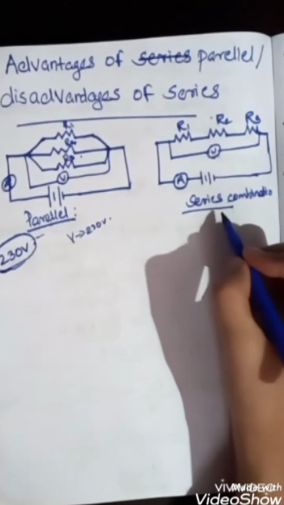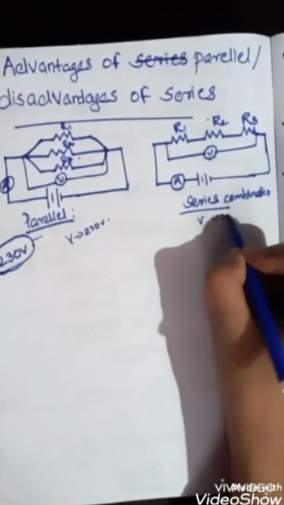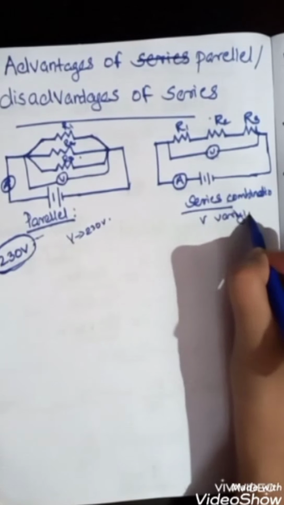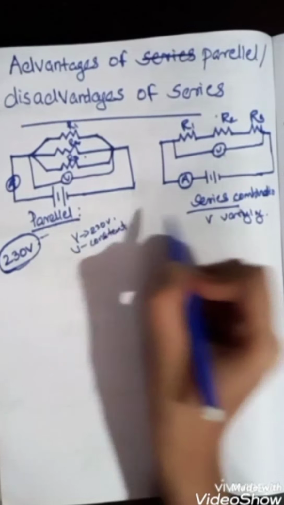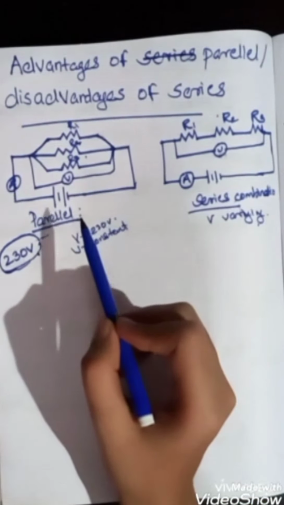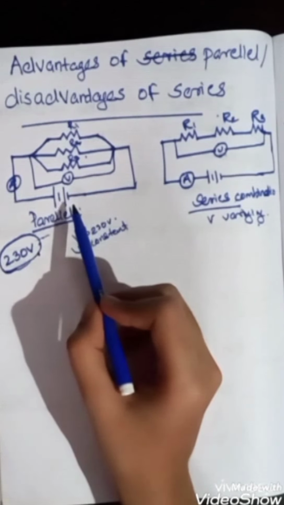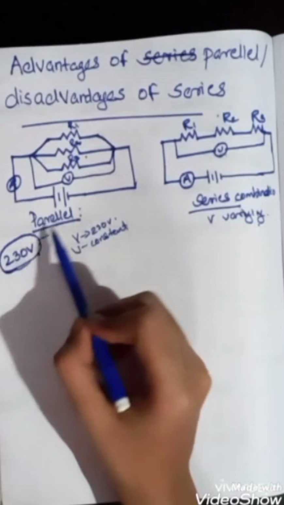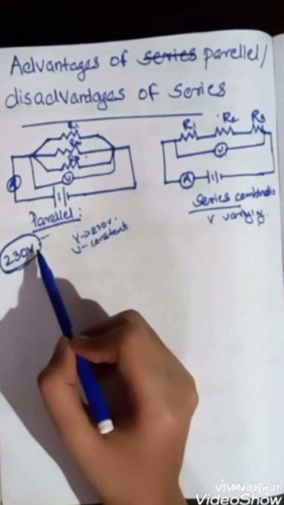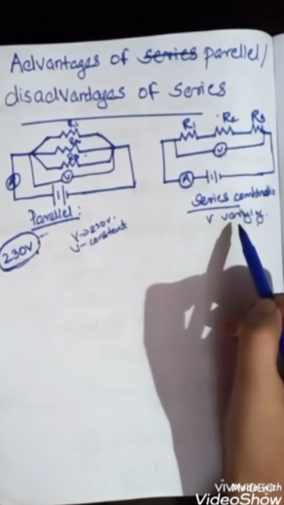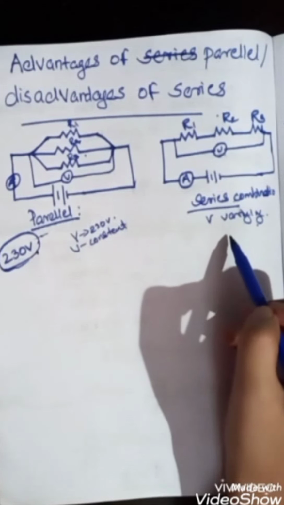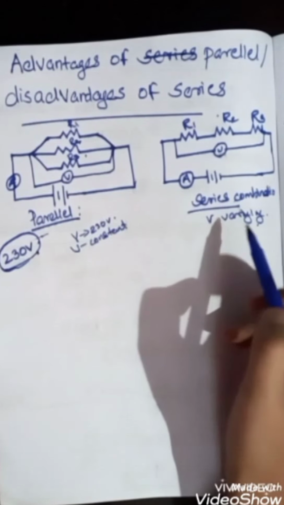But in series combination, the voltage varies. In parallel combination, the voltage is constant, and in series combination, the voltage is varying. When we connect the electrical appliances in parallel combination, they get the same voltage as the power supply, that is 230 volt. But when we connect them in series combination, the appliances do not get the same voltage as that of the power supply line. Okay, hope you are clear on that.